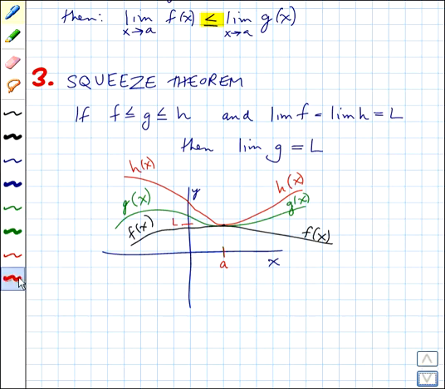I hope this has been a good survey and introduction into how we can calculate limits using the laws of the limit.